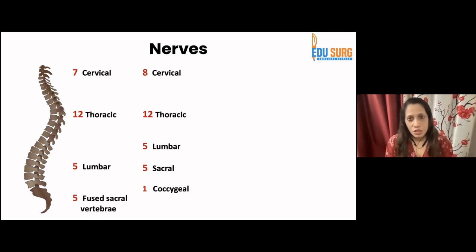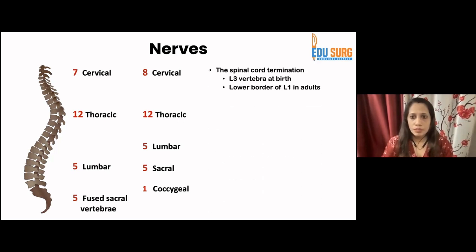Subsequently, after T1 to L5, all the nerves go below the corresponding vertebra. So T1 will go below T1, and suppose T5 will go below T5, and so on and so forth. The spinal cord at birth terminates at L3. But as you grow and the anatomy is completed, it ends at the lower border of the L1 vertebra. This is the reason we do not give spinal above the L2-3 level, because there is a risk of damaging the spinal cord.